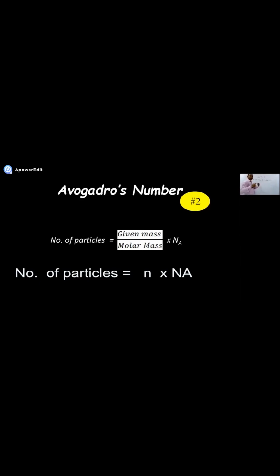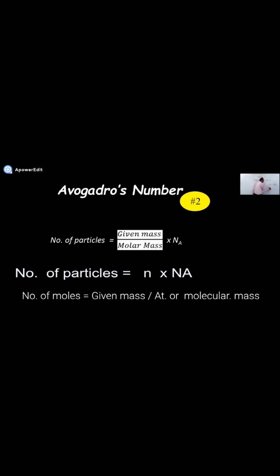Okay, now let's make the thing different. What is N? N means number of moles. How many of you remember the formula to find out the number of moles? Moles is equal to, what was the formula? Given mass upon atomic or molecular mass, or simply you can say molar mass. This is the formula.